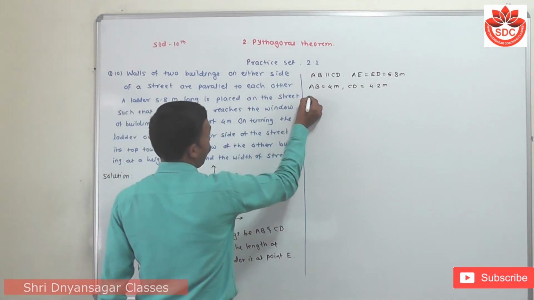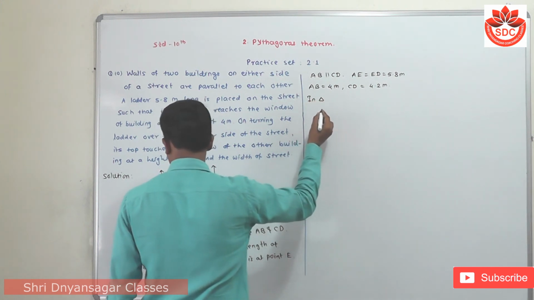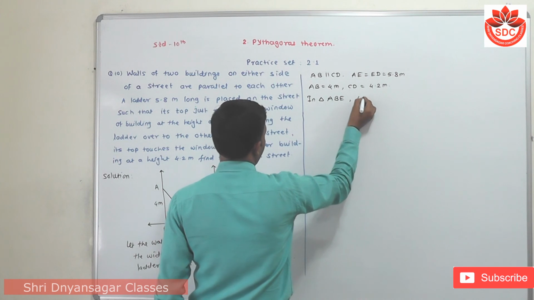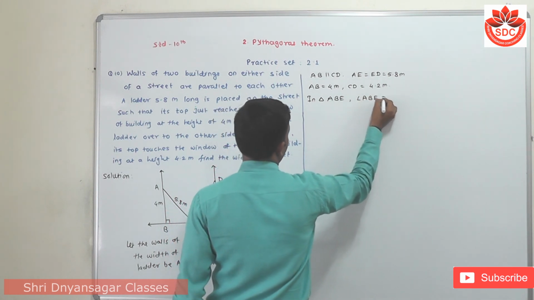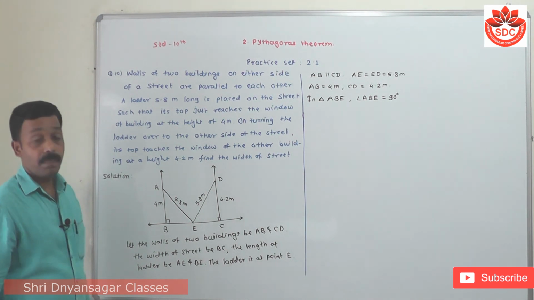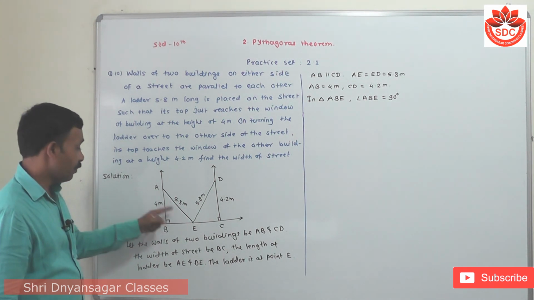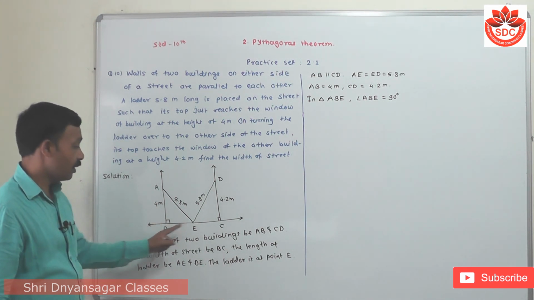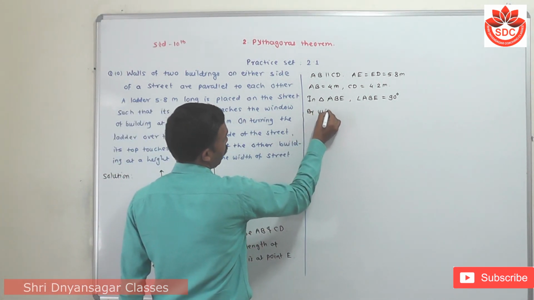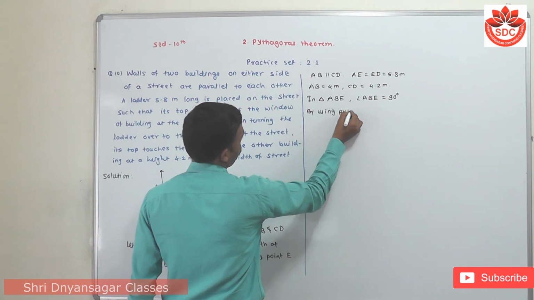So in triangle ABE, angle ABE is equal to how much? 90 degrees. Then by using the Pythagoras theorem, AE square is equal to AB square plus BE square. Here, right? By using the Pythagoras theorem.